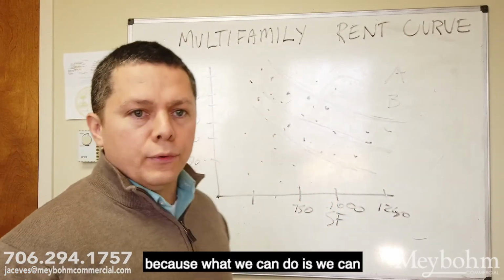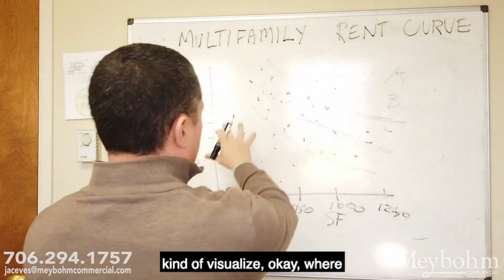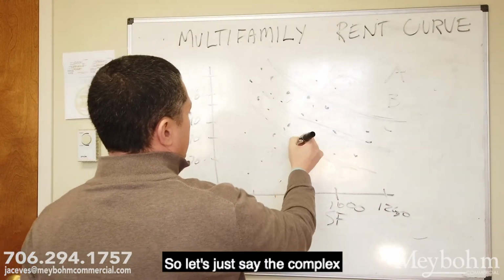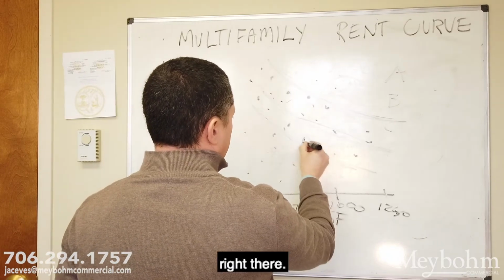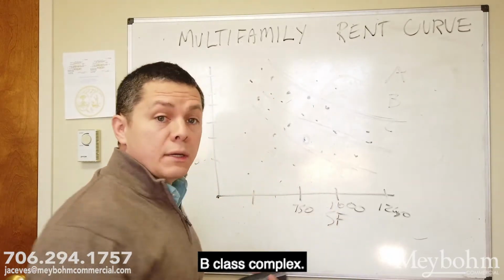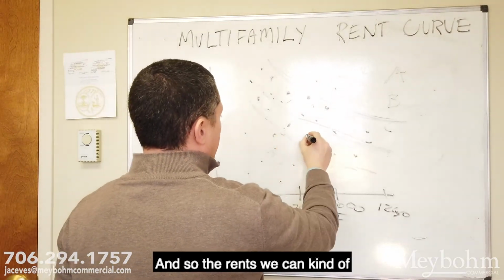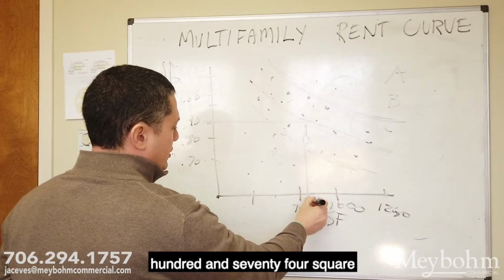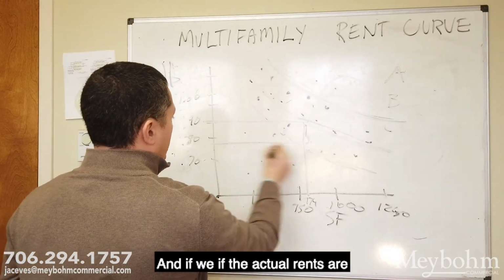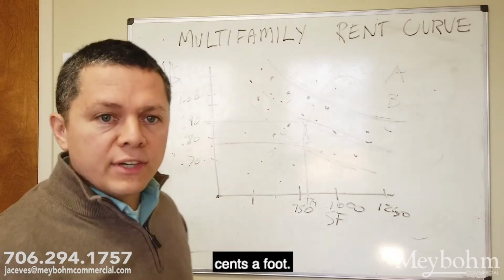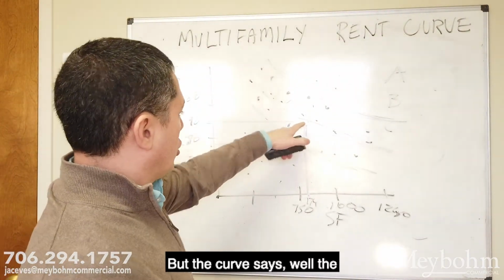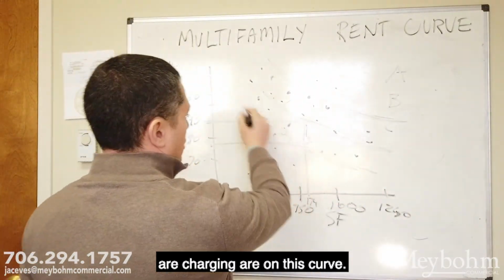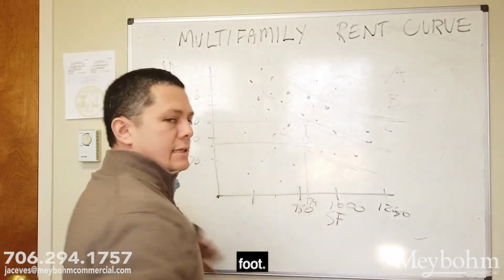So this is super helpful because we can visualize where a complex falls against its competition. Let's say the complex that we're studying is right there, and it's supposed to be a B-class complex. We can measure where the rents ought to be for a 774 square foot unit. If the actual rents are sitting here at 78 cents a foot, but the other B-class complexes are on this curve, we should be getting 90 cents a foot.